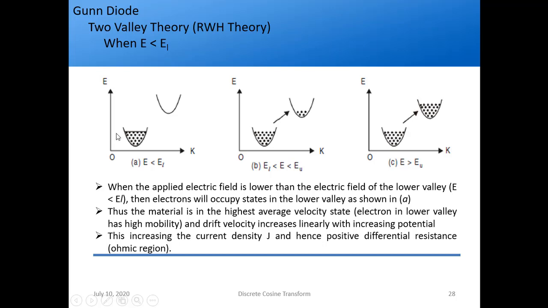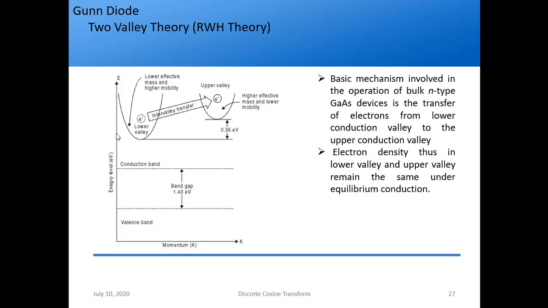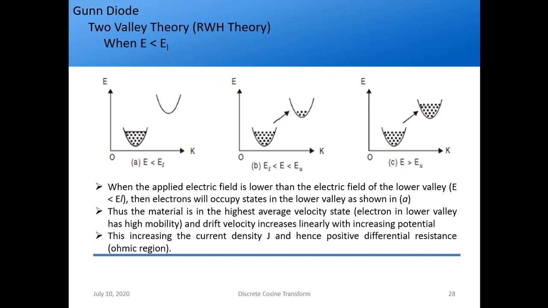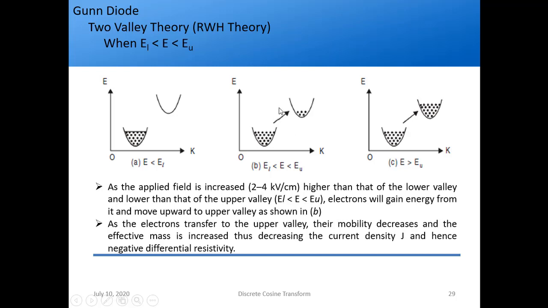Since there is low effective mass here, the velocity will be very high. This leads to high current density, obviously, because the velocity is high, and hence the positive differential resistance, or the ohmic region. As you increase the voltage further, some electrons can go over to the upper valley, right? Because of this, the velocity starts decreasing, so the current density also starts decreasing.